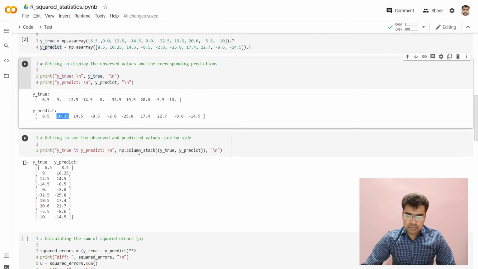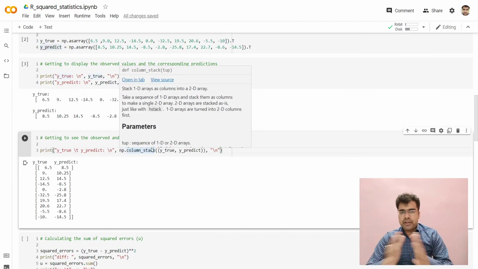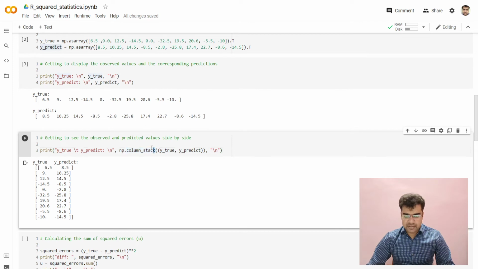Now, for the sake of simplicity, what I have done is I have placed these two values next to each other by using the np.column_stack function. The column stack function is available in the NumPy library, and it stacks two columns next to each other. So in this case, we have a stacked representation where the first column is representing the ground truth values and the second column is representing the predictions.